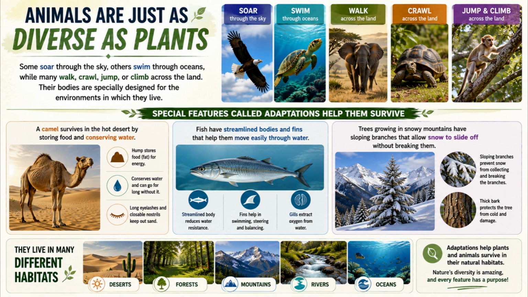Trees growing in snowy mountains have sloping branches that allow snow to slide off without breaking them. These special features are called adaptations. They help plants and animals survive in their natural habitats, whether those habitats are deserts, forests, mountains, rivers, or oceans.